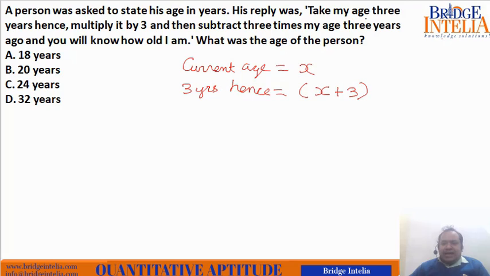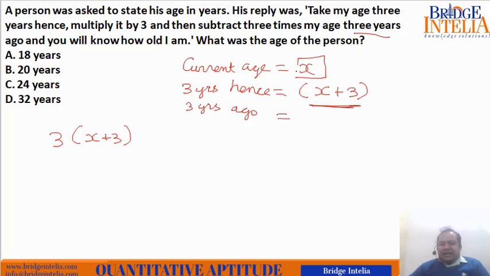So he's saying take my age 3 years hence, so this age, multiply it by 3. So take this age, that means x plus 3, multiply it with 3, and then subtract 3 times my age 3 years ago. Okay, so 3 years ago, what was his age? Today his age is x. So 3 years ago, his age must have been equal to x minus 3.